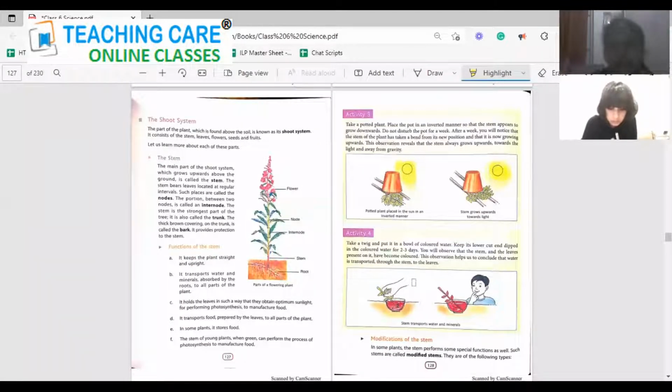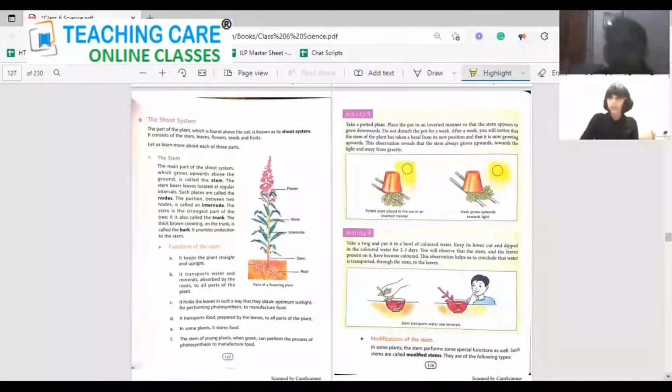One more activity is that you can take a twig and keep it dipped in colored water for 2 to 3 days. When you observe, you can see the colored water being transported. So you can conclude that the water is transported by the support of the stem to the leaves.